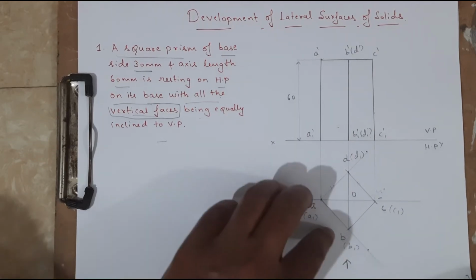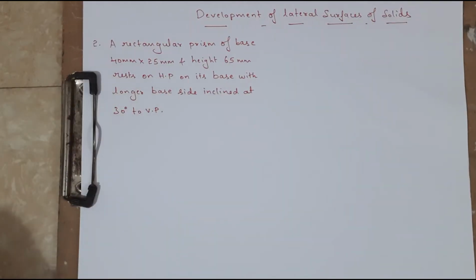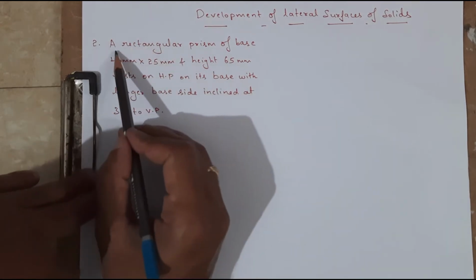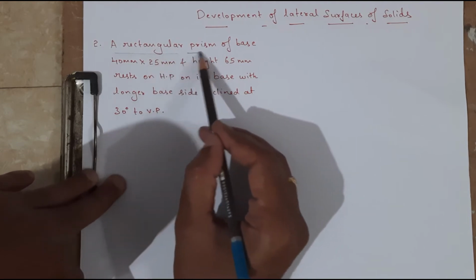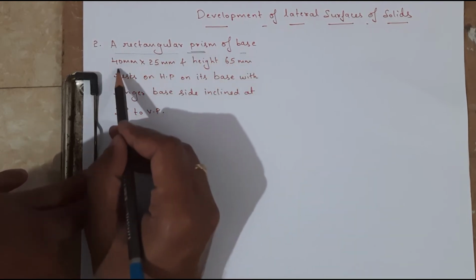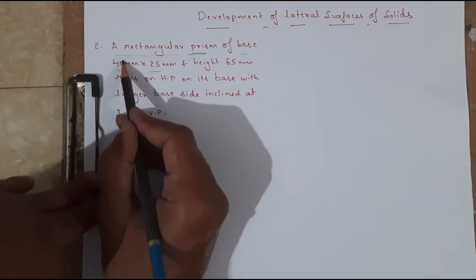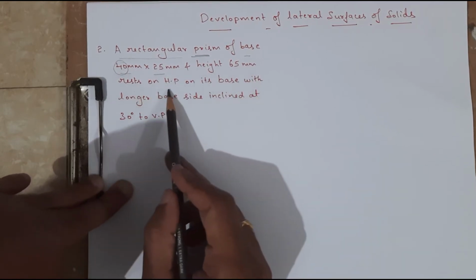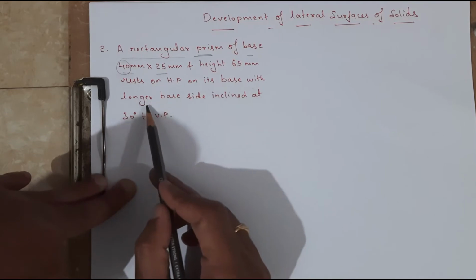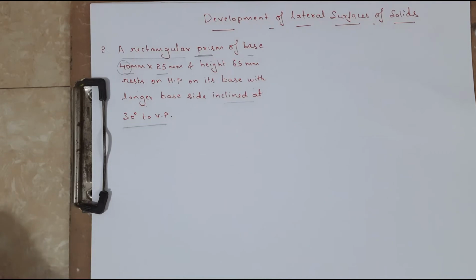Okay. So next problem, let us come to the next problem. So here what they're telling, a rectangular prism. Okay, it's a rectangular prism of base 40 into 25, where the longer side is 40, and height 65 mm. Okay, resting on HP on its base with the longer side inclined at an angle of 30 degree. So the longer side is at an angle of 30 degree.